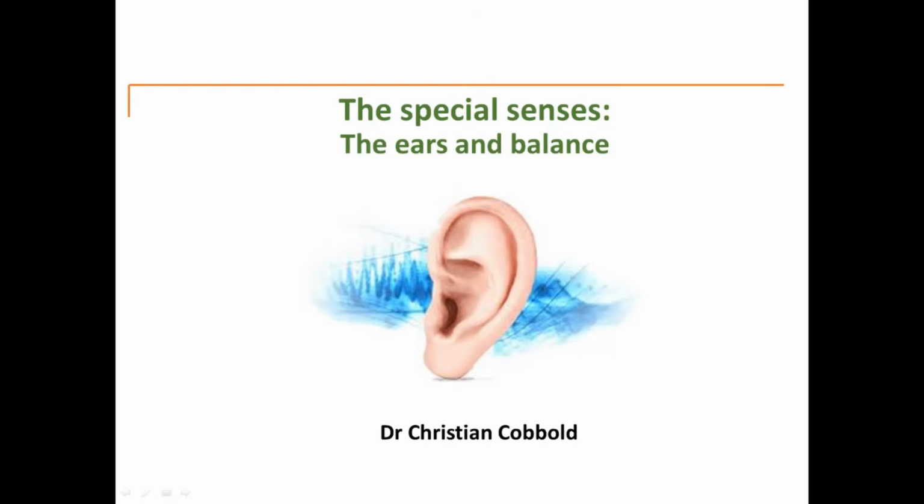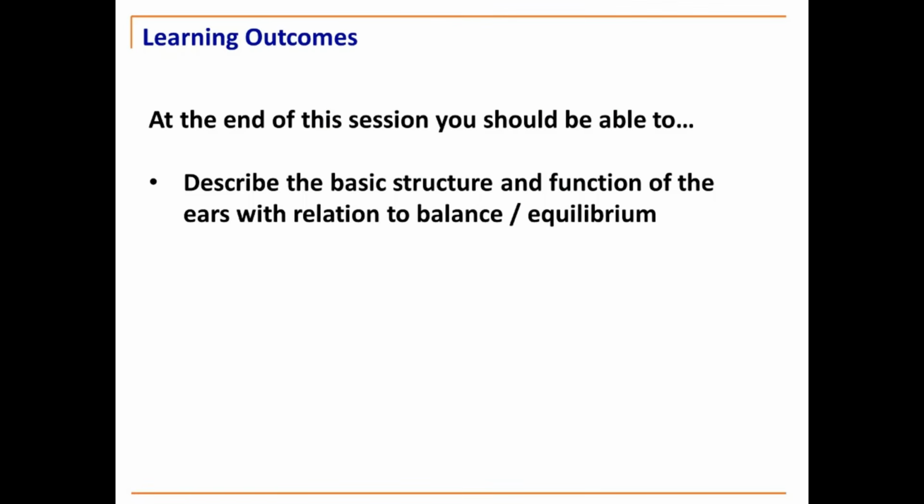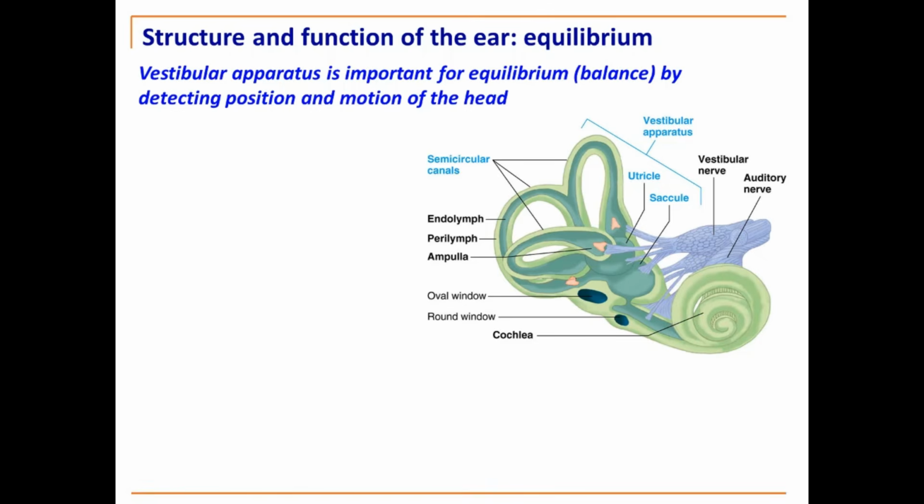In this session on the special senses, we're going to be thinking about the ears with relation to balance or equilibrium. At the end of the session, you should be able to describe the basic structure and function of the ears with relation to balance. And it's the vestibular apparatus that is important for that balance, and it helps to detect the position and motion of the head. In particular, you have the vestibular apparatus, which is the whole region.